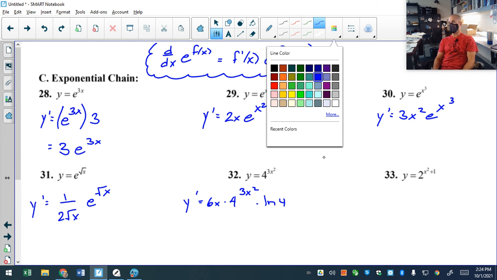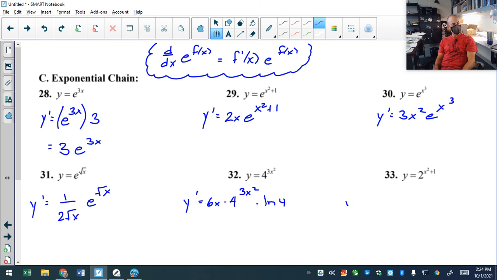33 is going to work out the exact same way as 32. The exponent's derivative is 2x, times 2 to the x squared plus 1, times the natural log of the base. The exponential functions, I think, are some of the nicest ones. We just have to get over whatever happened to you in Algebra 2 and Pre-Cal. You've got to get over whatever they did to you to scare you.